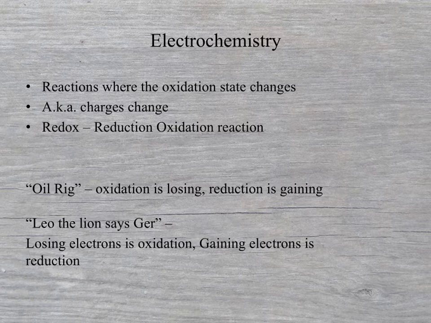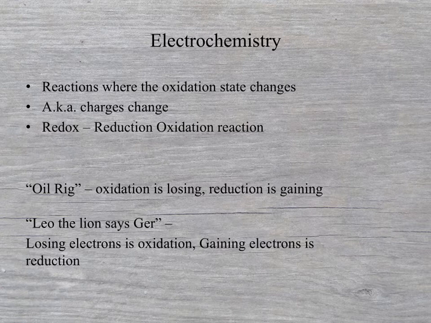Some of the questions you're going to be asked when dealing with a redox reaction is you're going to be asked to label things as oxidation or reduction and identify which element is losing electrons and which one is gaining them. So here are two mnemonics to help you remember which is which. You could do OIL RIG or LEO says GER. In OIL RIG, oxidation is losing, reduction is gaining.